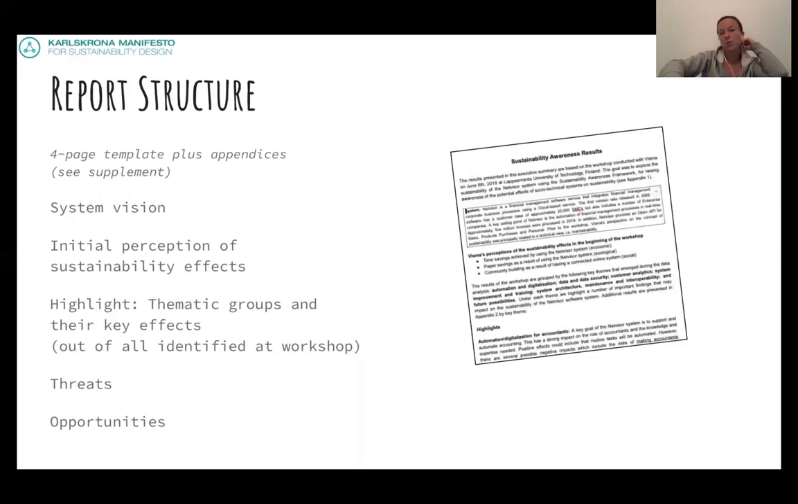The structure of the report is a 4-page template plus appendices. It starts with a system vision that was done during the first part of the workshop, then initial perception of sustainability effects. So what did people think about the sustainability of their system before we did the analysis? And then a highlight of the thematic groups and their key effects that were identified in the workshop, and then the threats and opportunities at the end.